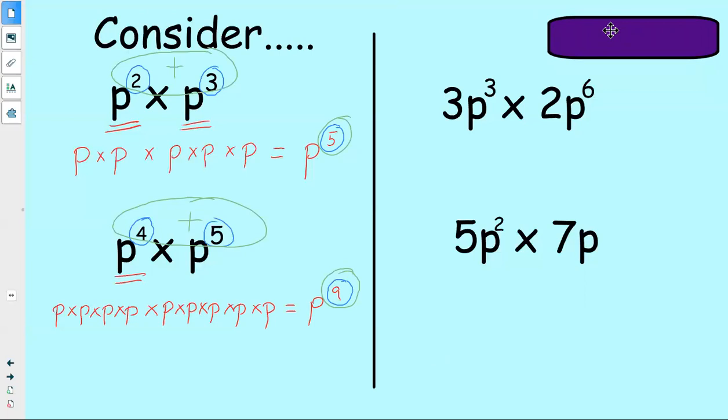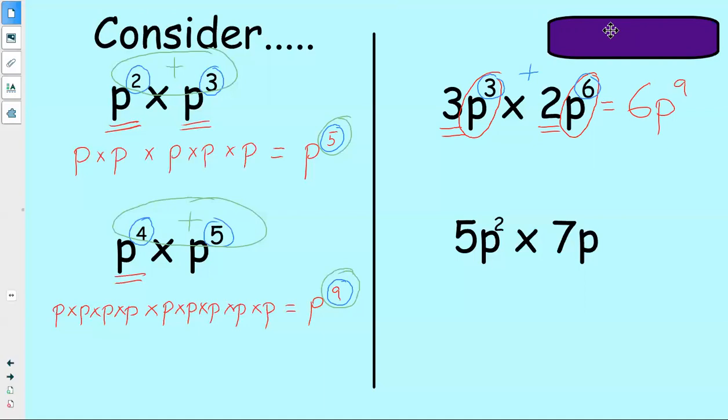So deal with the numbers first. So we've got 3 times 2, which is 6, and then we're going to use that rule there to simplify p cubed multiplied by p to the power of 6. So I am going to add these powers here. So my answer is going to be 6p to the power of 3 add 6 is 9.